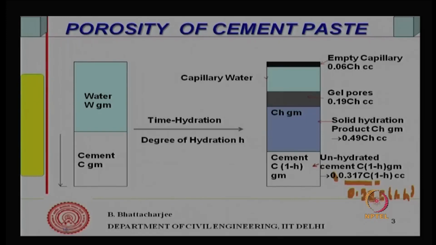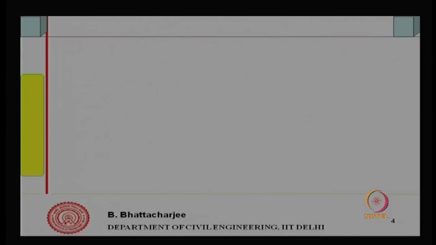Now, the total initial volume of cement plus water is 0.317 C plus W cc, approximately 0.32 C plus W cc. So, this is the total volume, and this volume is conserved, because as it hydrates, it will solidify quickly, and the skeleton structure will comprise this total volume. So, the hydration product must occupy this volume including the void spaces. Complete hydration product including void spaces must occupy this volume.